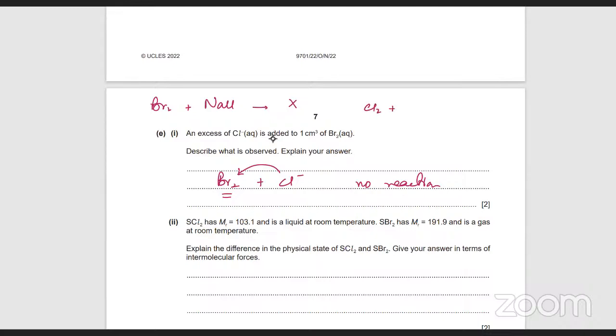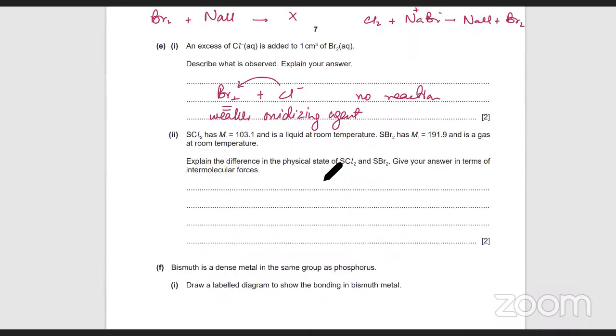अगर उल्टा होता ना, if it had been Cl2 plus NaBr, so NaCl would have been formed and bromine gas would be produced. So in this case, there's not going to be any reaction. So what is observed? Nothing is observed. और उसकी explain जब वो कहेगा तो write in detail why it's not going to happen, because bromine is a weaker oxidizing agent. इसका मतलब है कि वो उससे electrons खींच नहीं सकता, वो reduce नहीं हो सकता. It's not able to gain electrons from Cl-1.